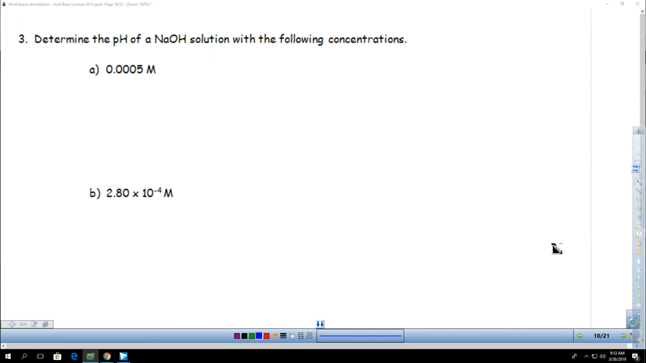In this video, we'll look at calculating the pH of a strong base. We're only going to look at strong bases in this first year course. We'll save the weak acids and weak bases for another course. Now, first I need to recognize that it is a base.